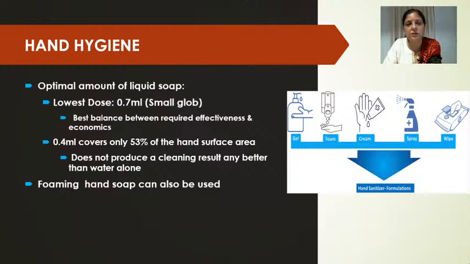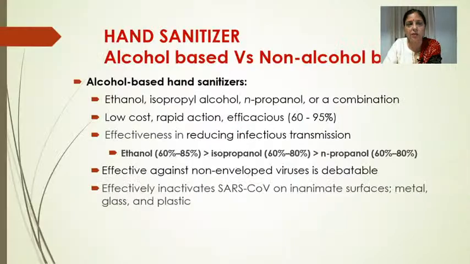It balances between the required effectiveness and the economics. It has been said also that 0.4 ml can be used, but 0.4 ml only covers 53% of the hand surface area and does not produce a cleaning result better than when we use only water. So if 0.7 ml is very difficult to calculate, we can use 1 to 2 ml of the liquid soap for hand washing. Foaming hand soap can also be used.